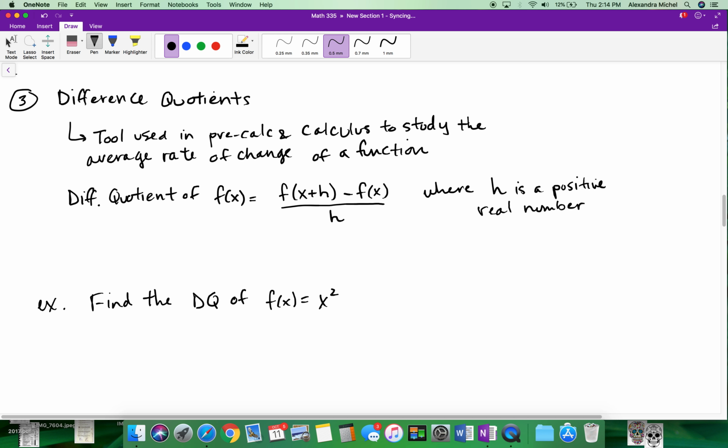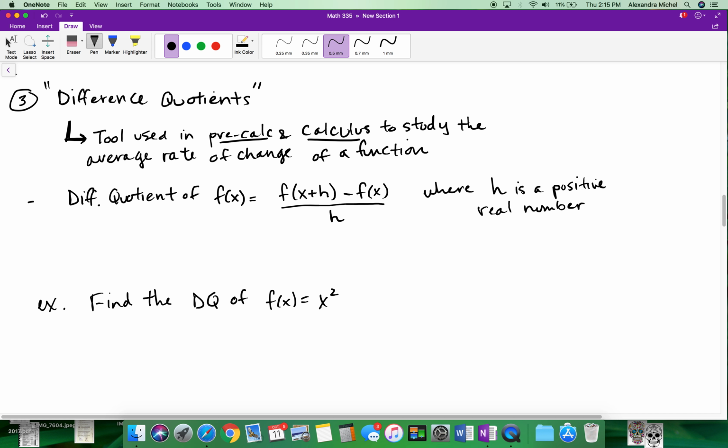But a difference quotient is a tool that's used a lot in calculus to define what we call the derivative. And you might see it come up in pre-calculus as well. So it is a really important thing to know how to calculate, and that's why we see it coming up right now. But we're not going to go diving super deep into the realm of calculus just yet.